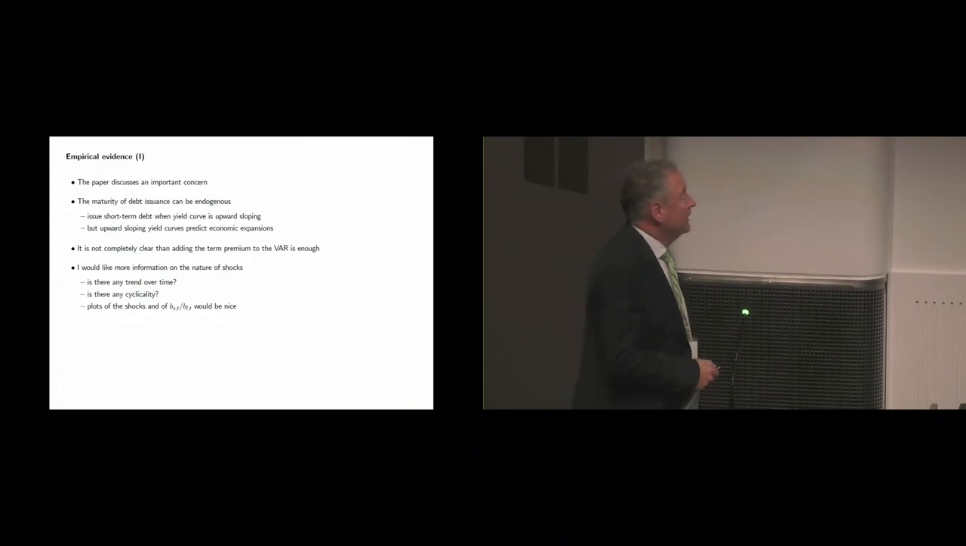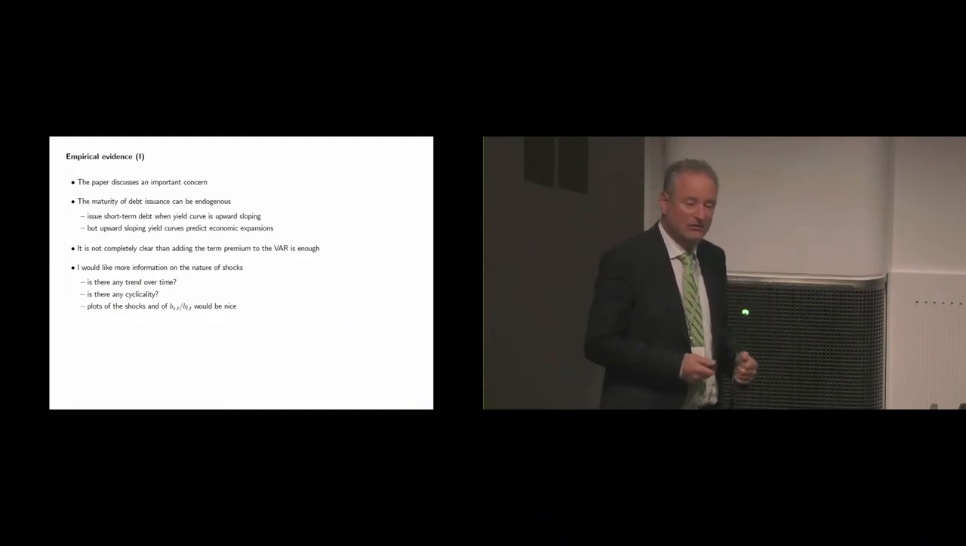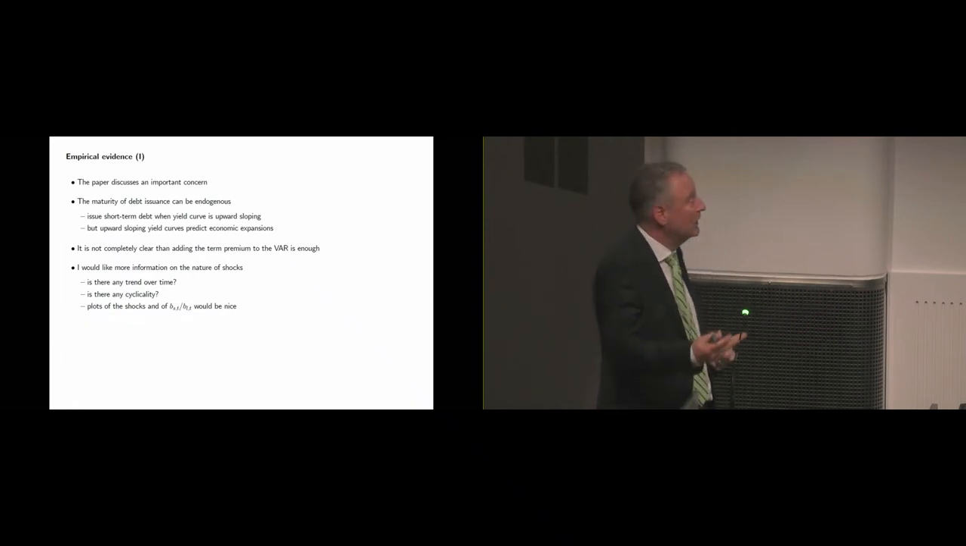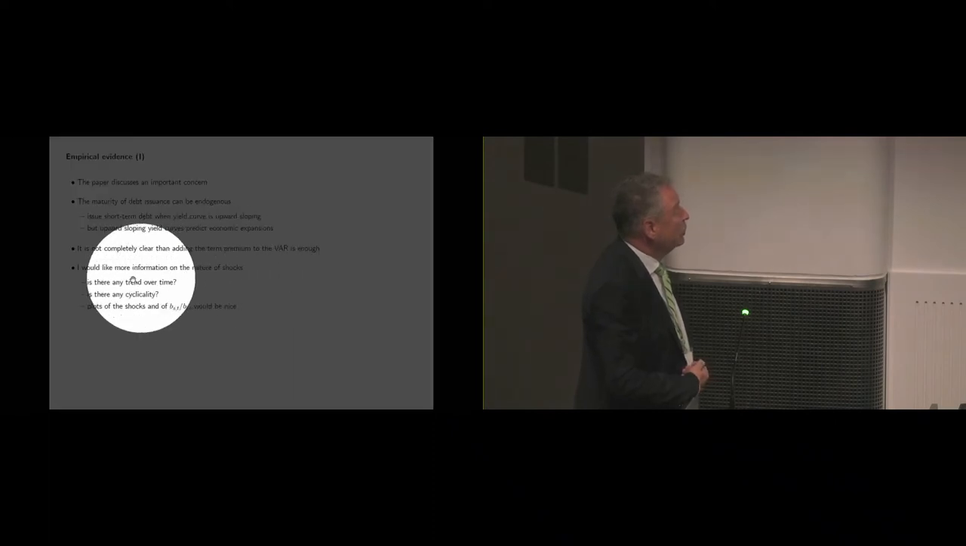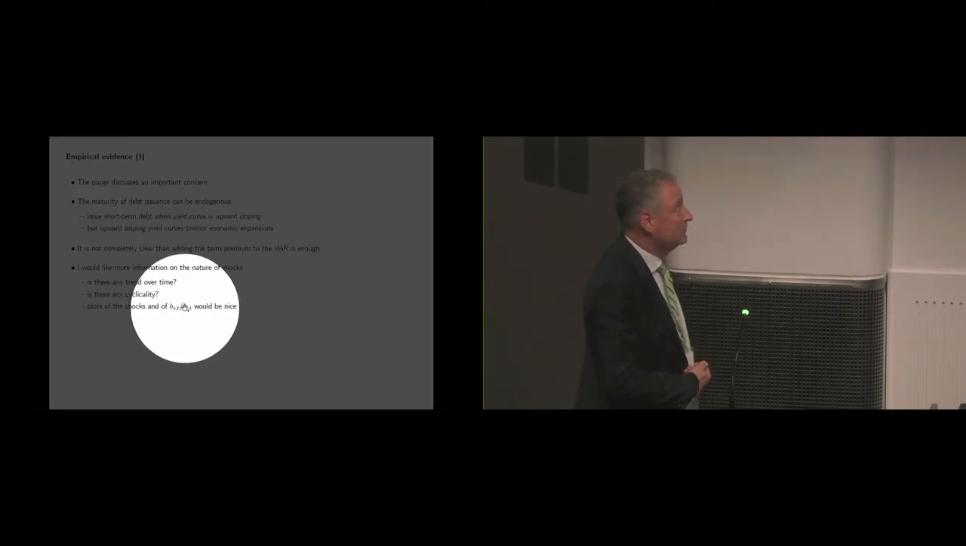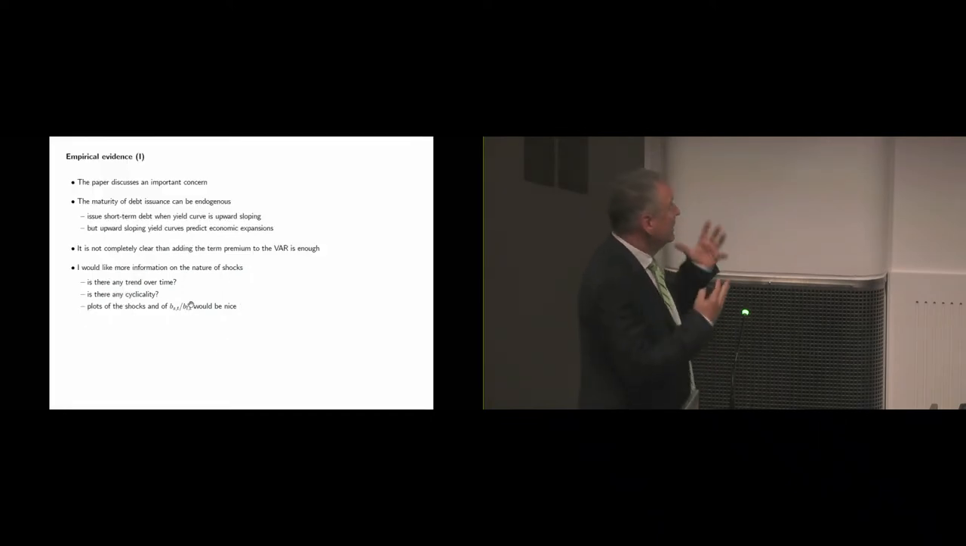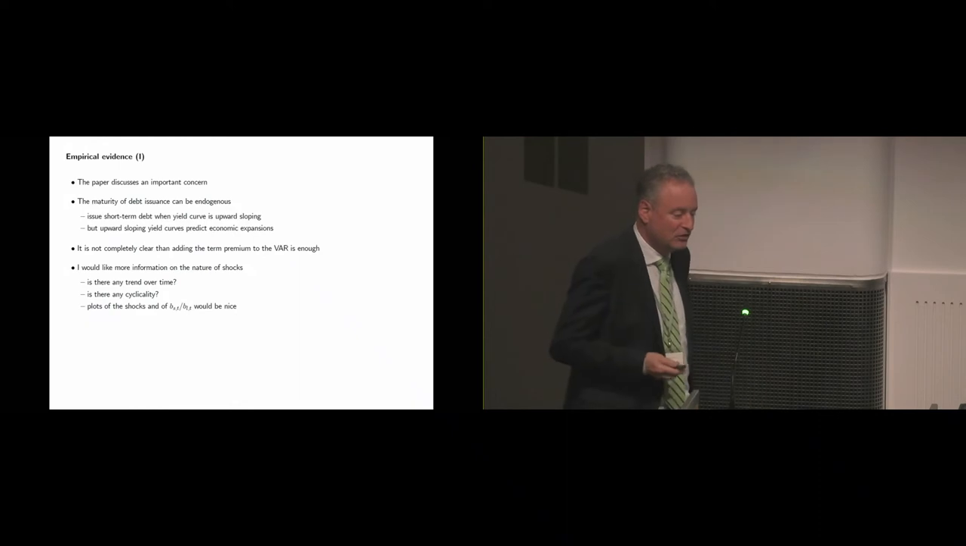In general, something that I would like is to know much more about the nature of these fiscal shocks, short-term and long-term financed. They don't show any picture, any figure on that, or maybe I missed it. But for example, is there any trend over time? Have fiscal shocks been financed more with long-term or short-term debt in the past than in the present? Is there any trend? Is there any cyclicality to it? I would also like to see some plot of both the shocks and the short-term over long-term debt over time.